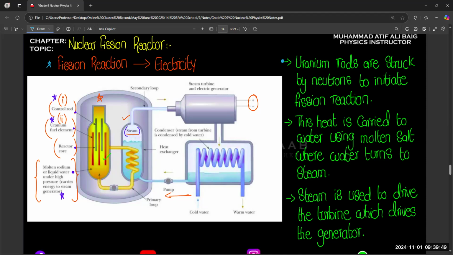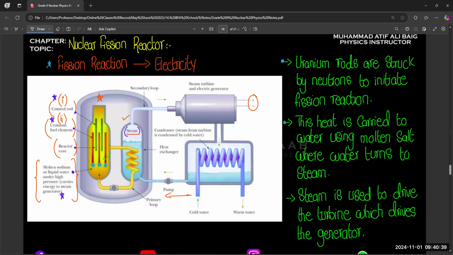You can see in the diagram we have uranium rods. It is written uranium fuel element. So the red color rods are uranium rods. If you apply the concept of the nuclear fission reaction on the uranium rod, you will get the idea. This is the same as the nuclear fission reaction, because when you need to start the fission reaction, we require neutrons to strike into the nucleus. So in the same way, in the first step, uranium rods are struck by neutrons to initiate fission reaction.